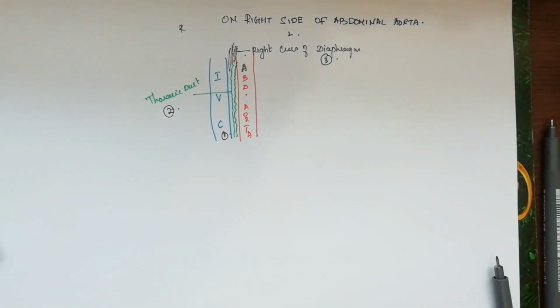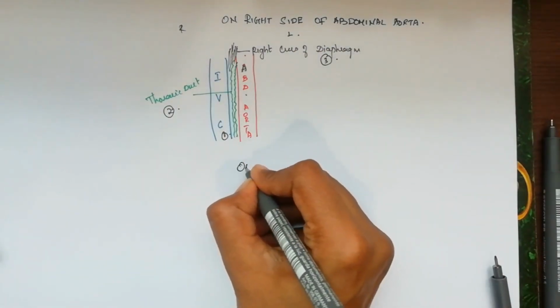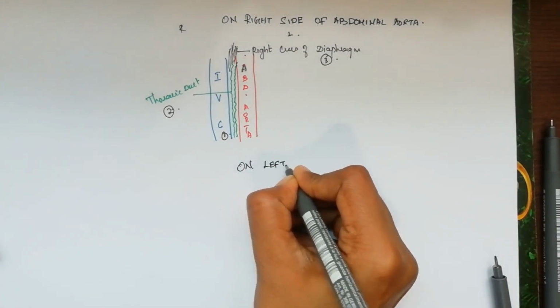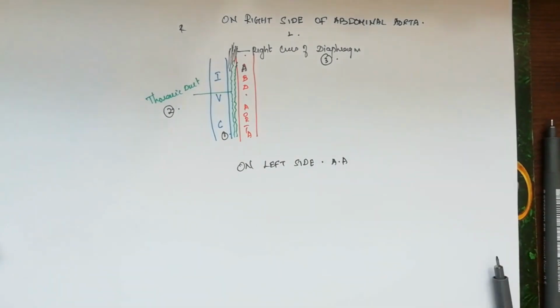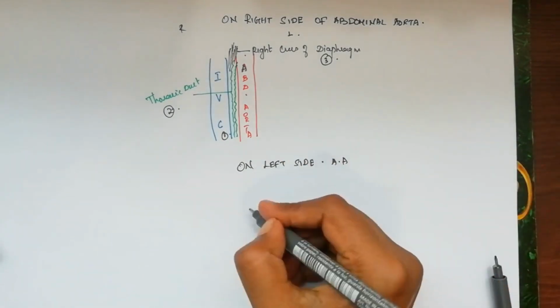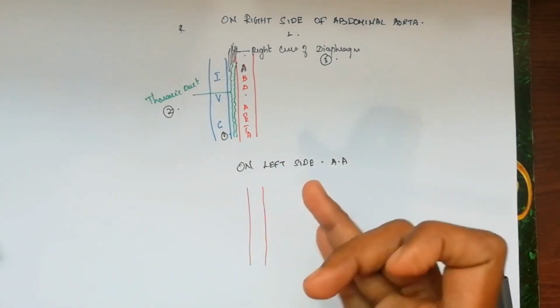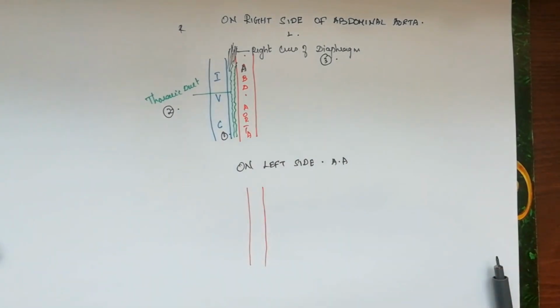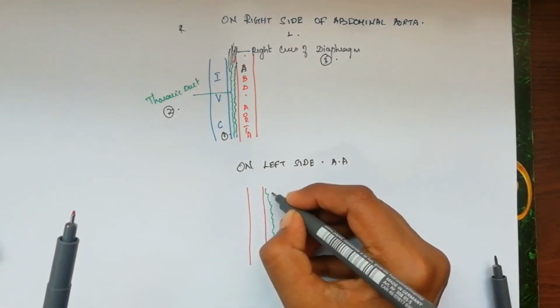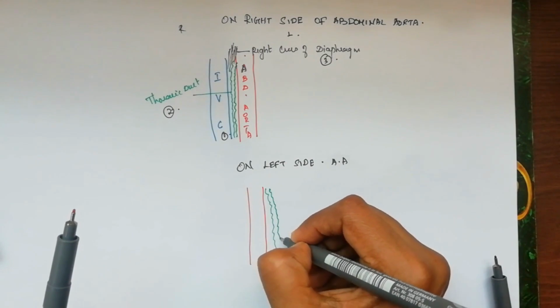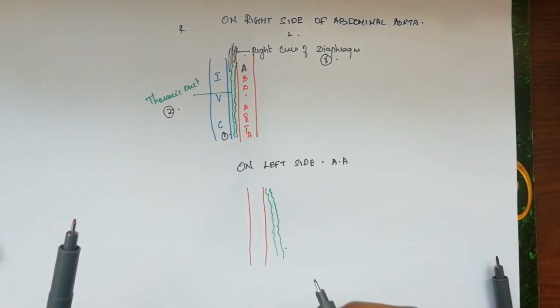Now we will get to see the relation on the left side. On the left side of abdominal aorta, what are the structures seen? So we have got abdominal aorta again. So this is the left side. On the left side we have got again one more lymphatic vessel related, that is nothing but left lymphatic duct. So we have got left lymphatic duct related.